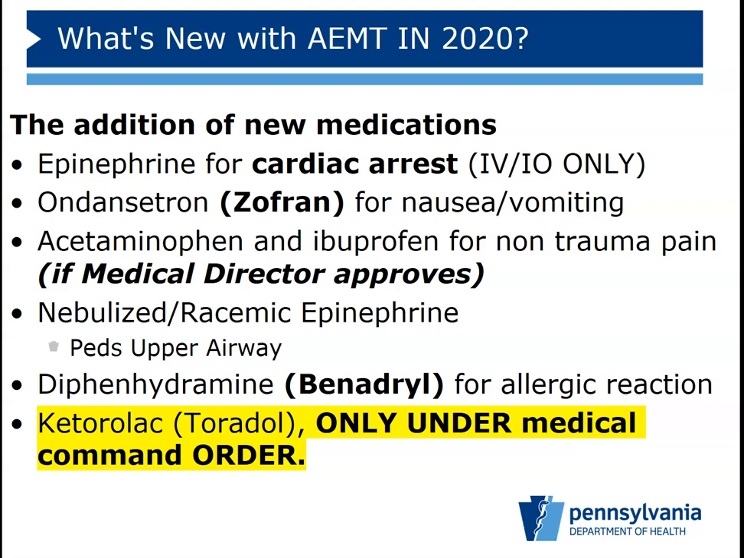All right, and if your medical director does approve, you will have the authorization to administer acetaminophen or ibuprofen for non-trauma pain. You also have access to nebulized and/or racemic epinephrine. This will be utilized for nebulization for pediatric upper airway compromise. You'll also be able to give diphenhydramine or Benadryl for allergic reactions. And if your service chooses to do so, you will be able to administer ketorolac or Toradol.